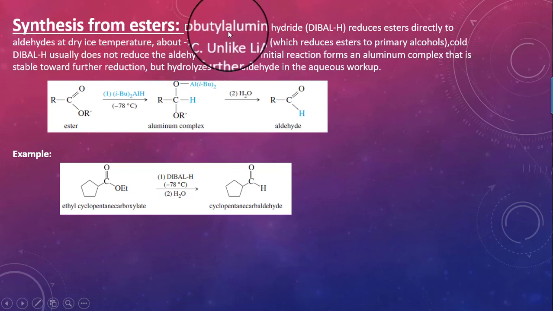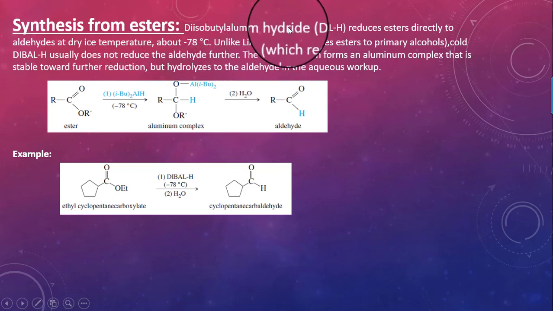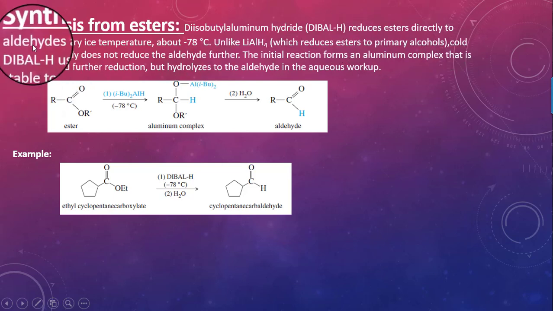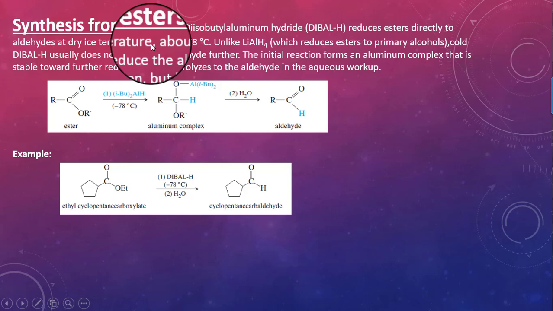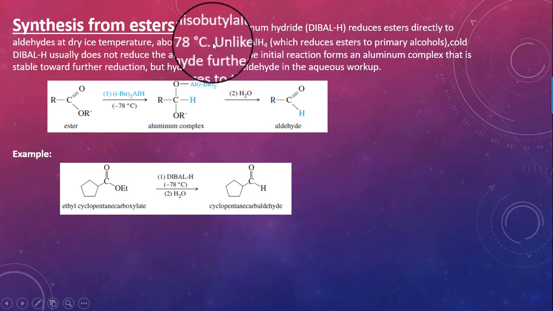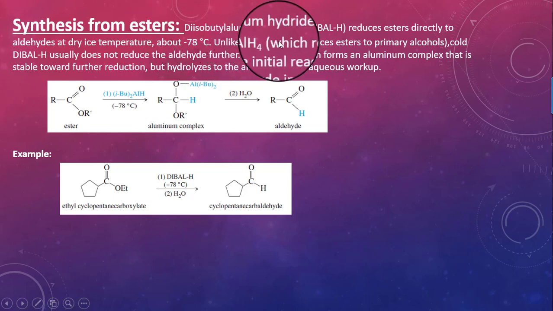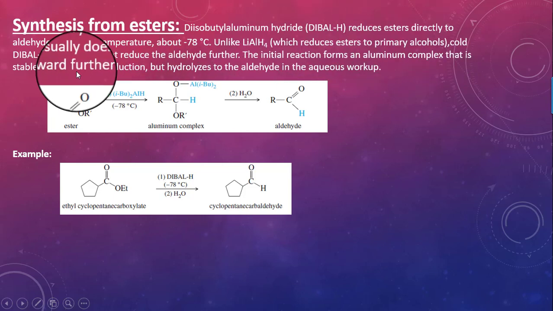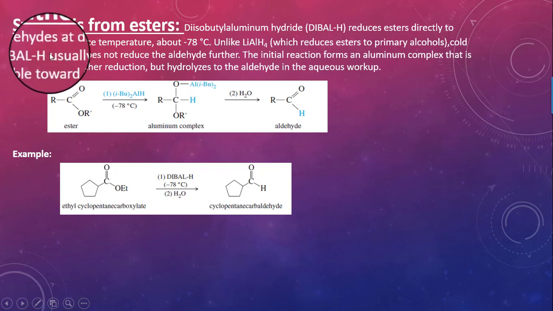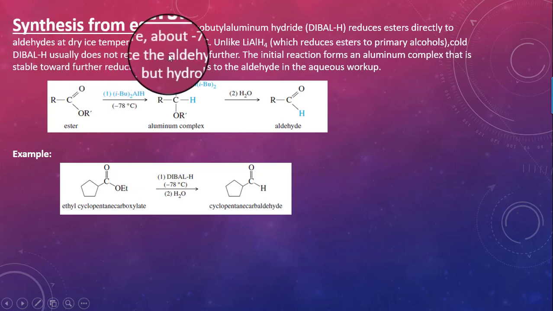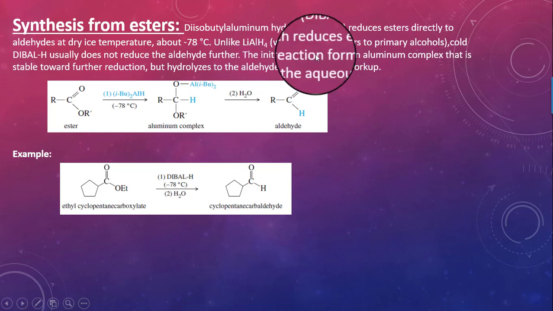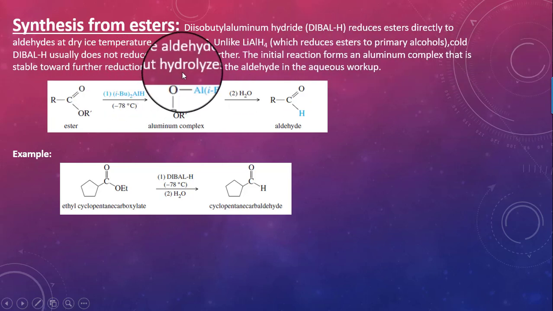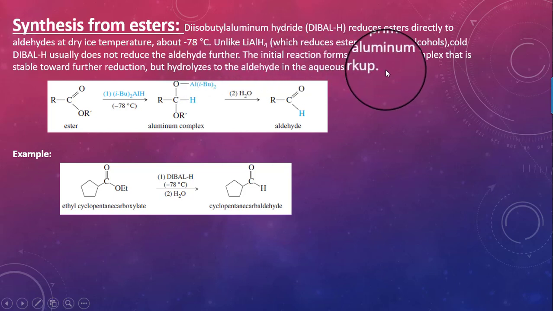Synthesis from ester. Diisobutyl aluminum hydride reduces ester directly to aldehydes at dry ice temperature, about -78 degrees centigrade, unlike lithium aluminum hydride, which reduces esters to primary alcohol. Cold diisobutyl aluminum hydride usually does not reduce aldehyde further. The initial reaction forms an aluminium complex that is stable towards further reaction but is hydrolyzed to aldehyde in aqueous workup.